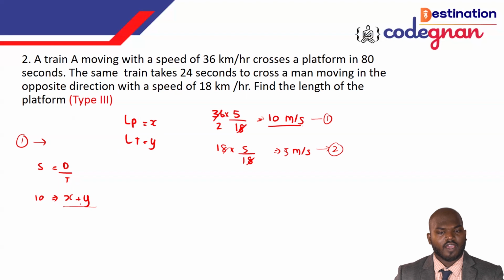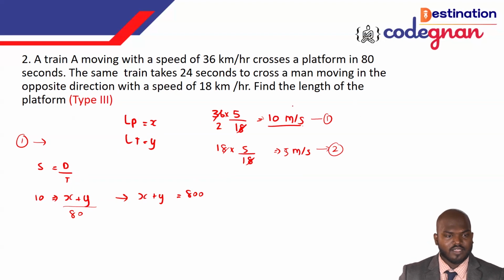Below, they are giving that it took 80 seconds. So x plus y is equal to 10 times 80, that is 800 meters. This is the first condition. The train is moving with a speed of 36 km per hour and crosses the platform in 80 seconds. The same train takes 24 seconds to cross a man moving in the opposite direction.